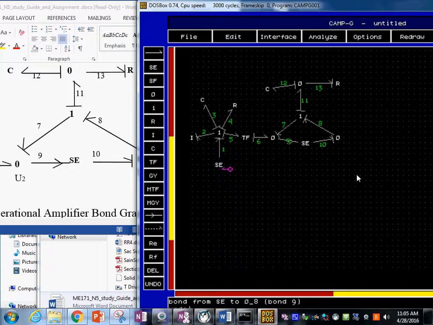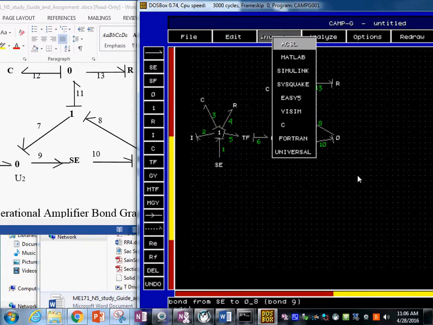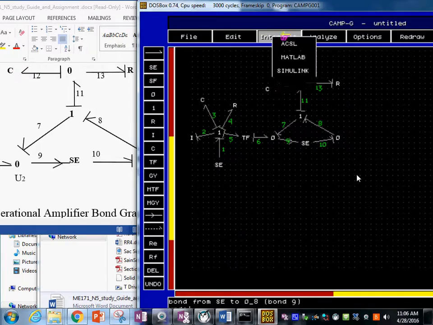We need a relationship between the output voltage and the input acceleration. That's the idea. So what we need to do at this point is to go to MATLAB and do that. Let's go here to the interface, and then we're going to go to MATLAB.